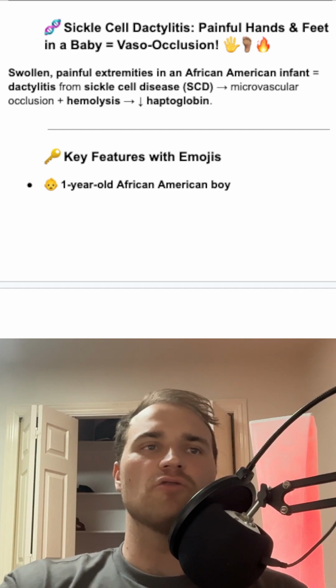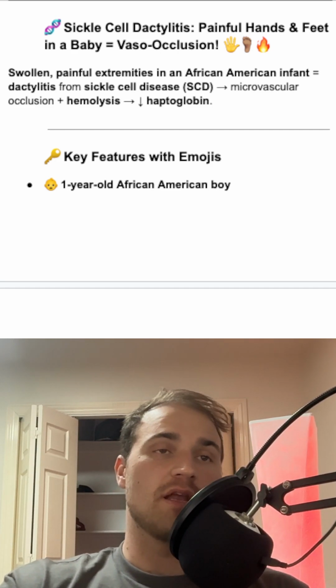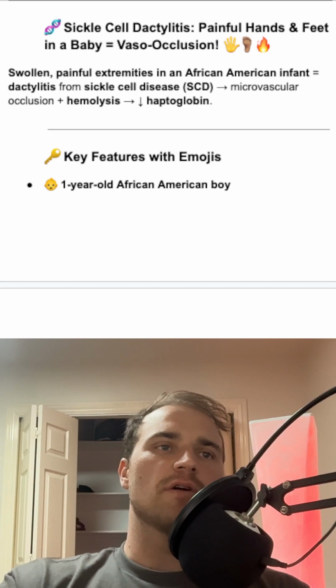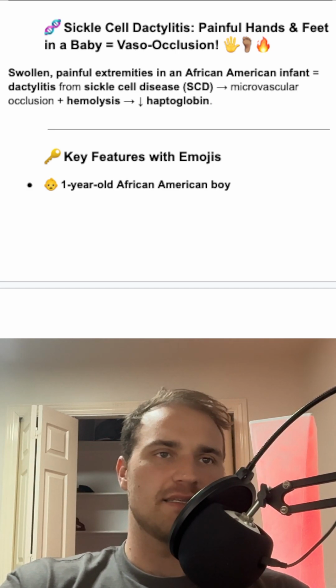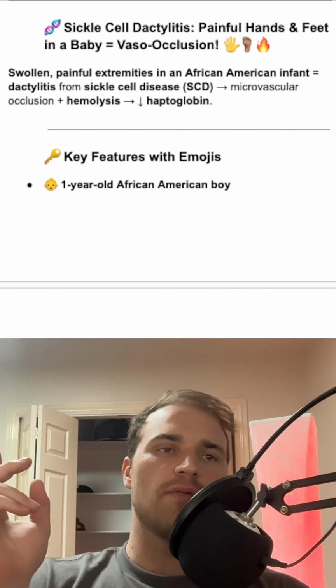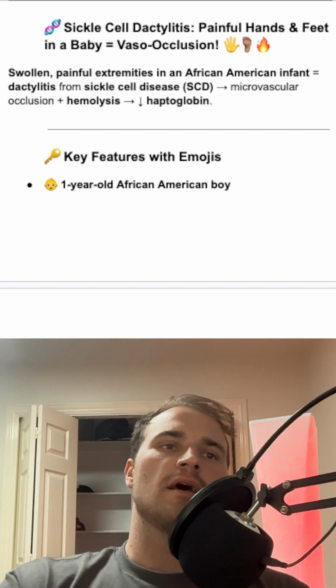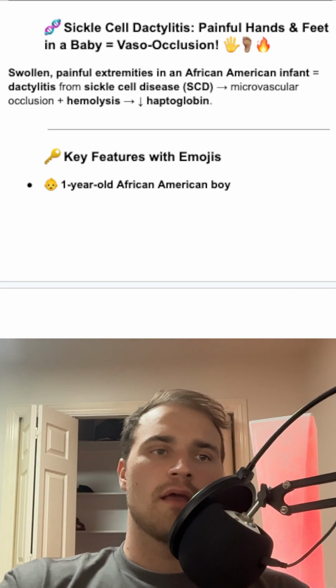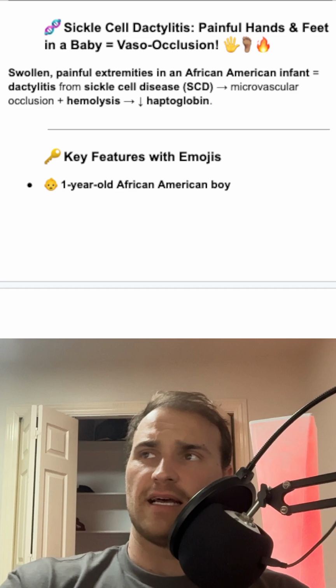Autosplenectomy, that's going to be their Howell-Jolly bodies. The risk of infection will go up by things like Salmonella, like osteomyelitis. And we're also going to have some painful vaso-occlusive crises like dactylitis, painful swelling of the hands and the feet, priapism, acute chest syndrome like respiratory distress, and also sickling in the renal medulla. And you can treat it with hydroxyurea, increasing HbF, and hydration.